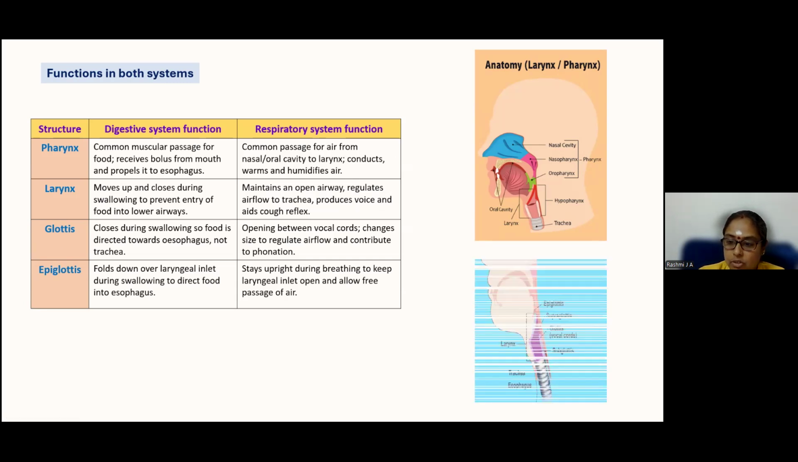Yes, here you see this region somewhere between the epiglottis and the subglottis. Here it is the glottis. It closes during swallowing, so food is directed through the esophagus and not into the trachea. Then the epiglottis folds down over the larynx during swallowing to direct the food into the esophagus.